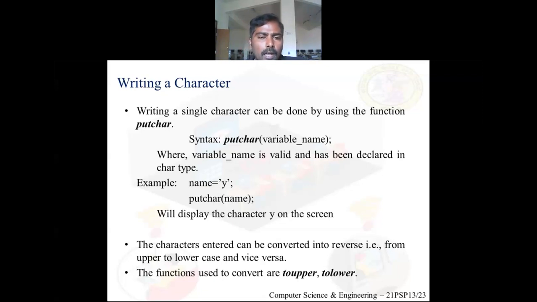See here, there is one variable with the name, referring to some memory location where the character y is stored. I mean, name equal to y means in a memory location there is one character y, and that memory location is identified as name. The second statement is putchar of name. So what does it do? It writes y on the screen, because y is the character stored in the memory location referred to by the variable name.